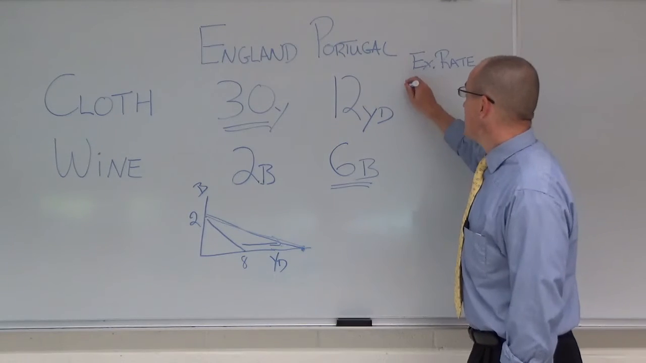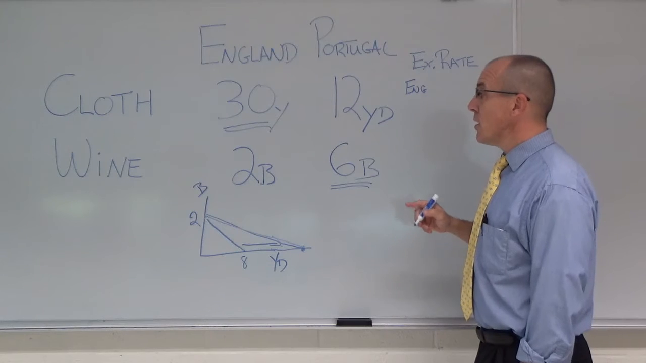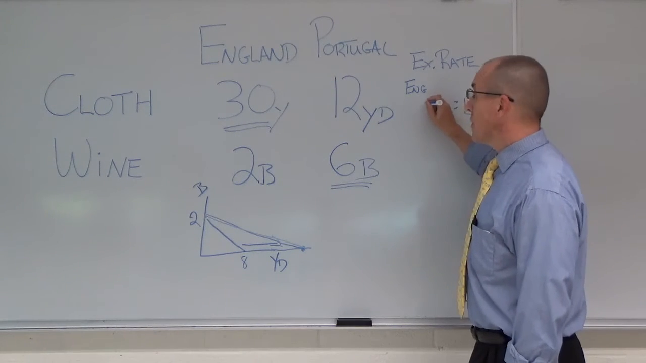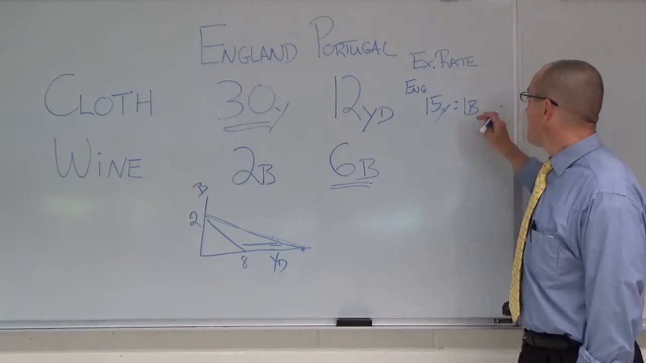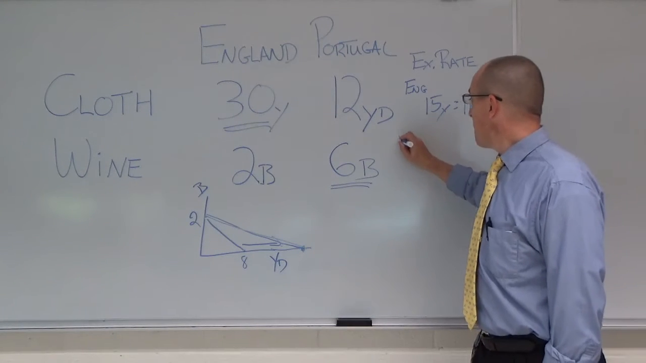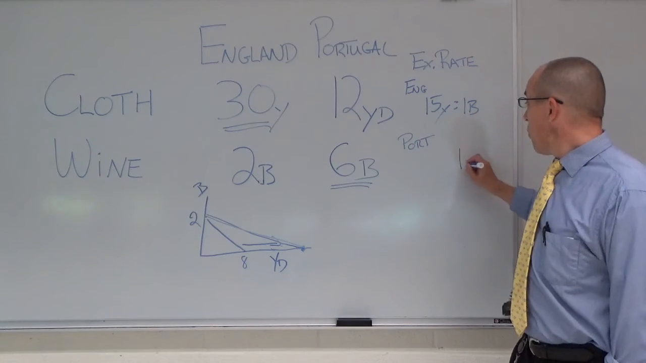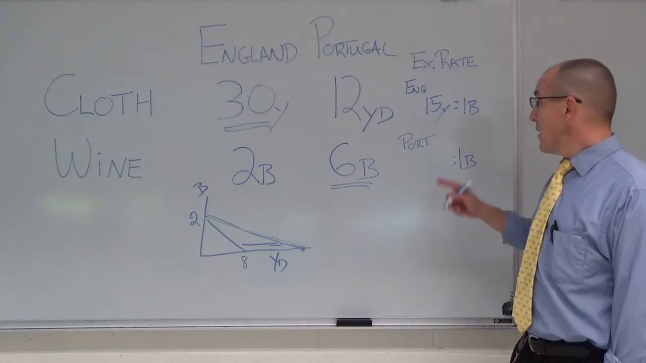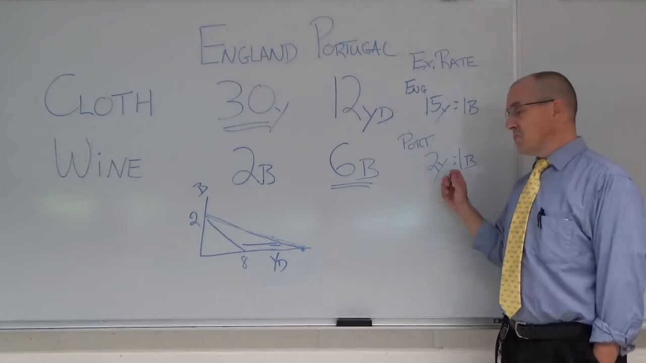For England, their opportunity cost is 1 barrel of wine is worth 15 yards of cloth. For Portugal, 1 barrel of wine is the same as it was before. It is worth 2 yards of cloth. No change there.